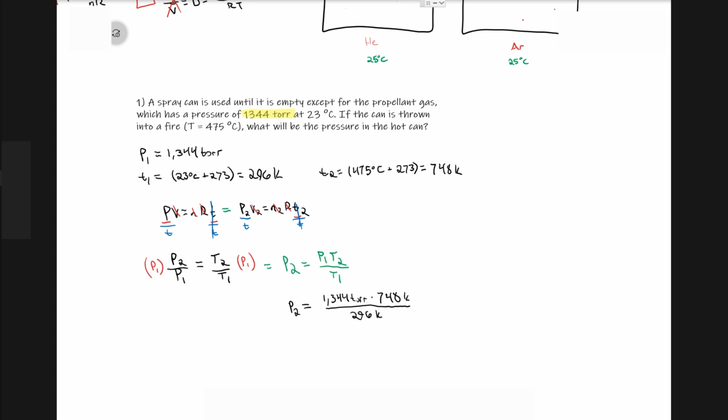So 1,344 times 748 divided by 296, that gives us 3,396 torr, because Kelvin cancels out, right? Kelvin, the only unit that we're left with is torr. So that is our answer, 3,396 torr. Moving on to our next problem.